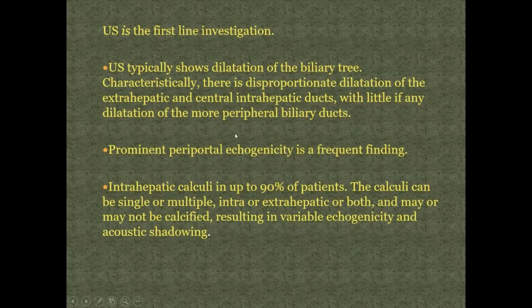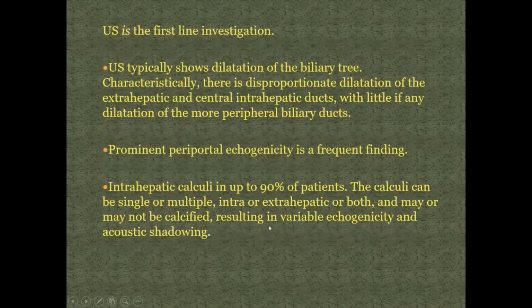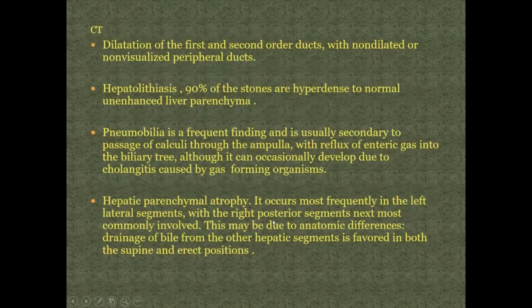Typically, there will be dilatation of the biliary tree, with disproportionate dilatation of the extrahepatic and central intrahepatic ducts, while there is very little dilatation of the more peripheral bile ducts. Also, we can see prominent periportal echogenicity, and intrahepatic calculi are very common, seen in up to 90% of the patients. But the echogenicity is variable, like they may be hyperdense or they may look like debris.